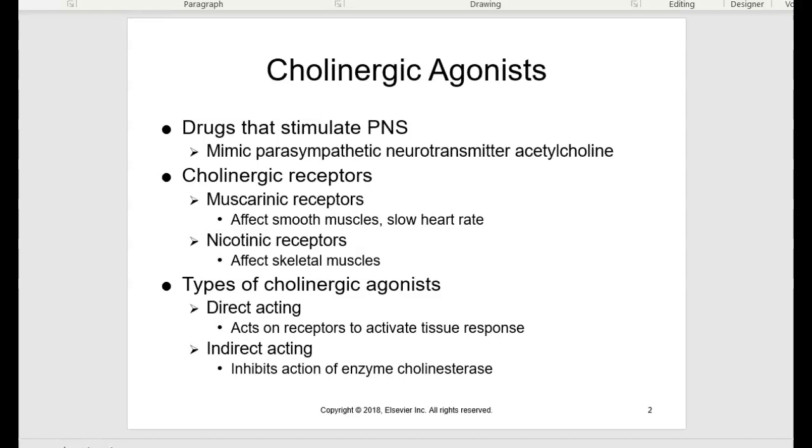Two types of cholinergic agonists are direct acting or indirect acting. Direct acting does exactly what it says, acts on the receptors to activate tissue responses. Indirect acting, we're not going to talk about too much this chapter, but just so you know, it inhibits the action of the enzyme cholinesterase. So you see that ASE, that's your clue that you're dealing with an enzyme. In this case, cholinesterase is the enzyme that would break down acetylcholine.